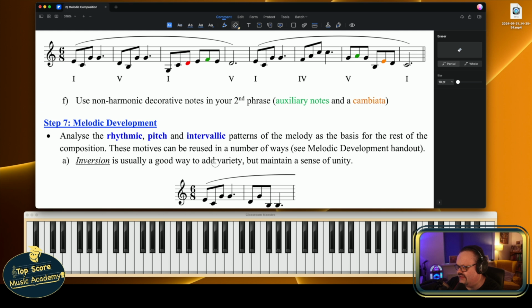Inversion is usually a good way to add variety but maintain a sense of unity. So we do have the same sort of idea in the first 2 bars here in our original melody, where the melody went down and then up. Okay, so we had this. And then bar 2 is more or less the same, but it's based on a different chord.